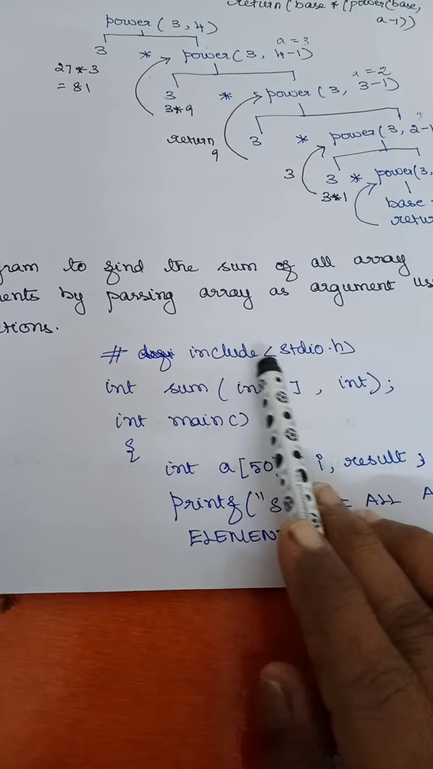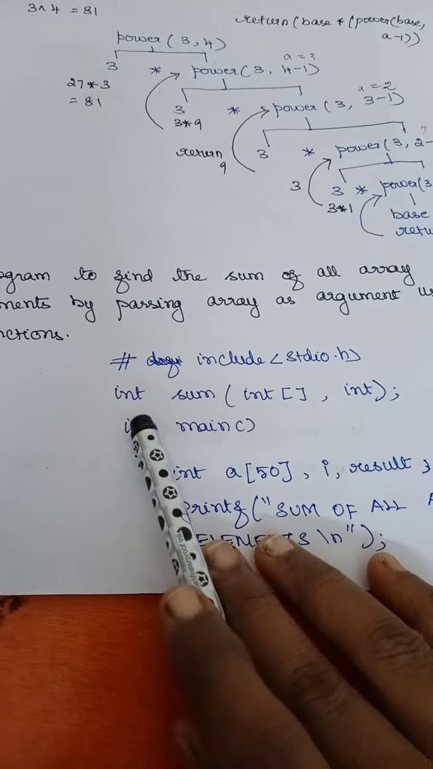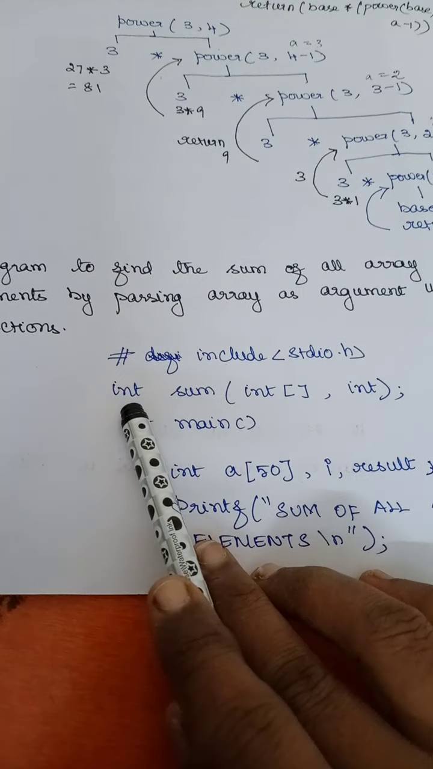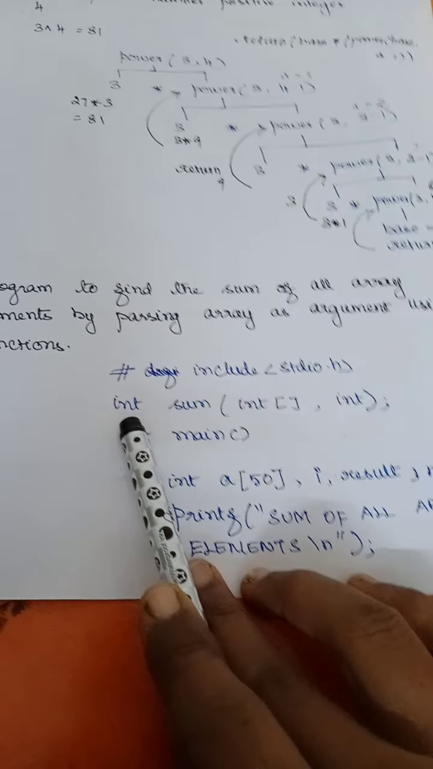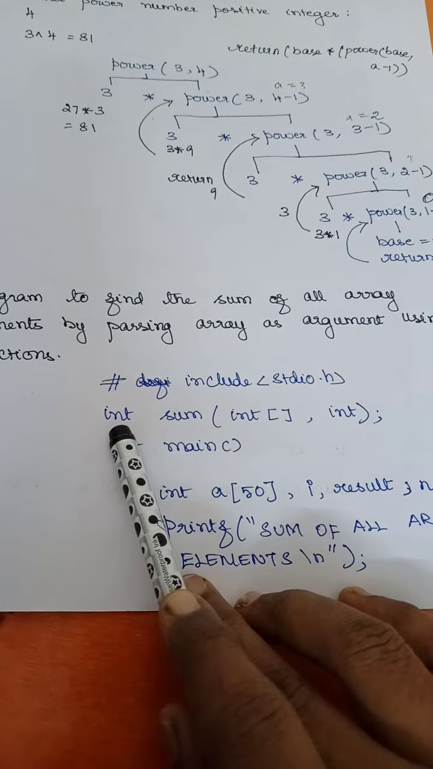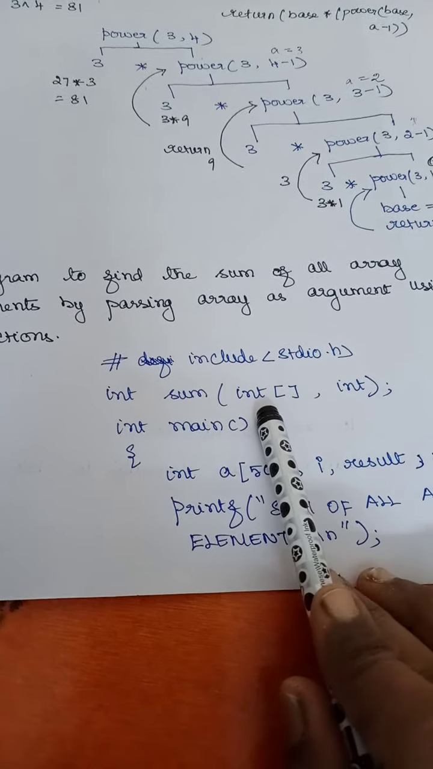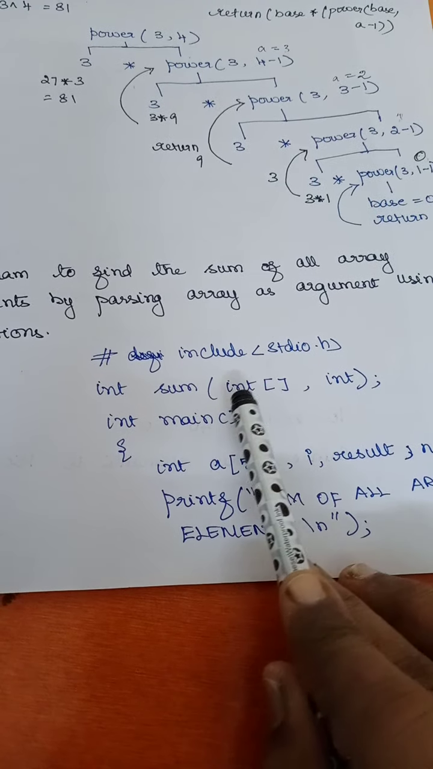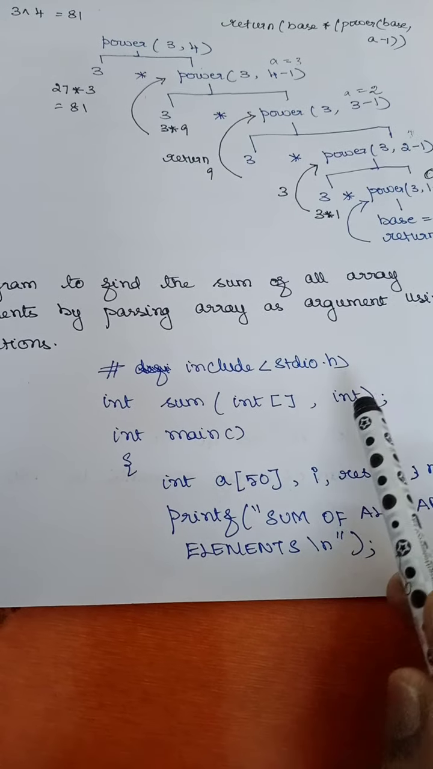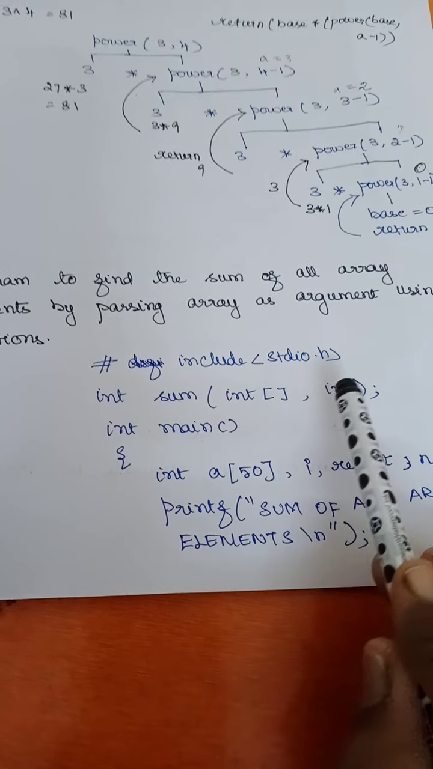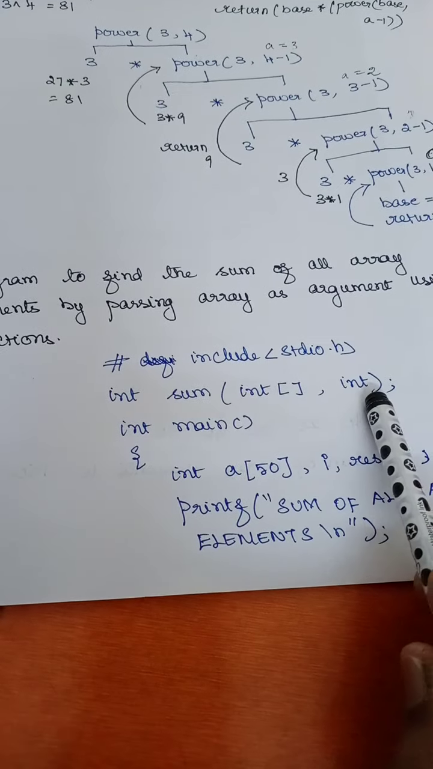Now, hash include stdio.h, the header file, and here I have a function. This is a declaration. The return type is going to be only the sum value that we get after adding all the elements. Here the return need not be an array value, right? So int sum. Here I am going to take an array value, so I have to represent it like this: int square brackets comma int. Whenever I am passing the array, I can pass the size of the array also as an argument, right? So this is my declaration.